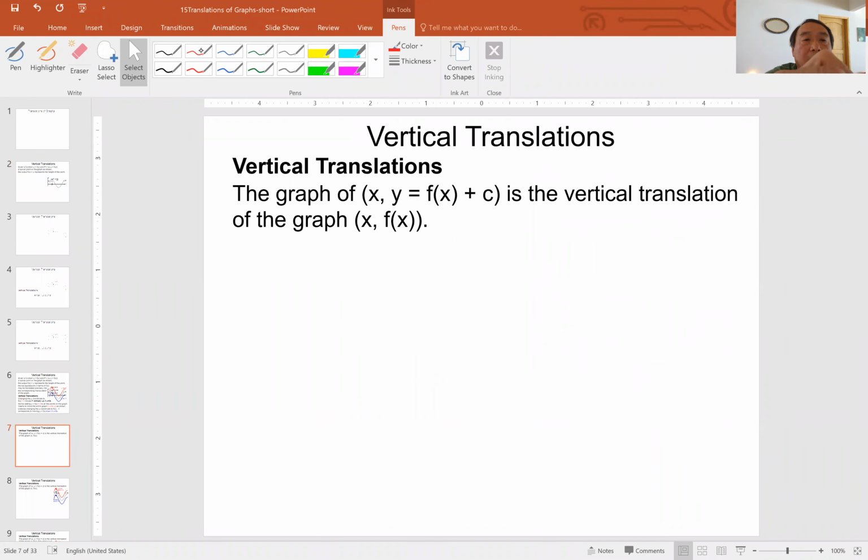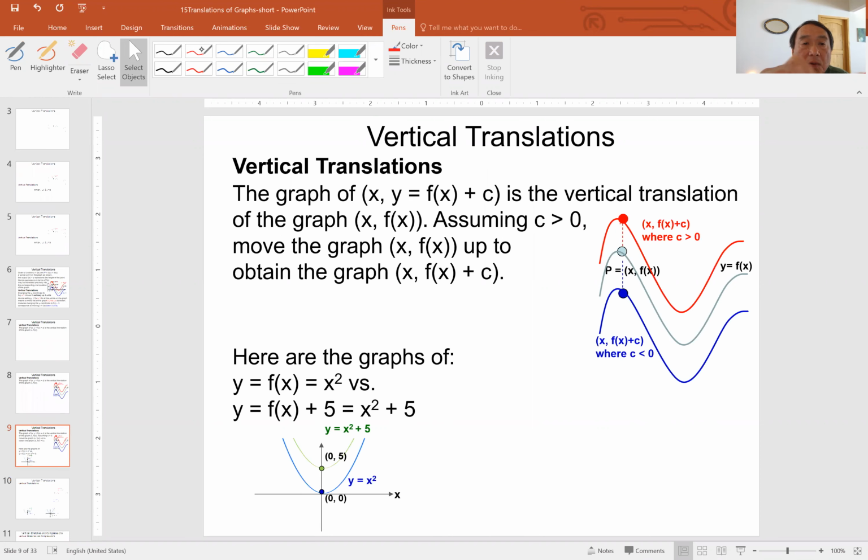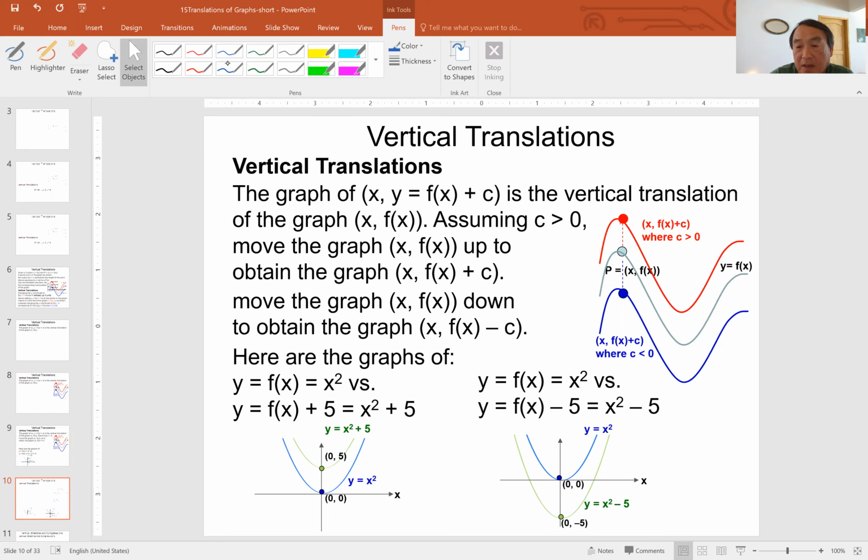So for the graph of f of x plus c, if I add a number, we raise it. If I subtract a number, we lower it. Here is x squared raised by 5. Here's x squared lowered by 5 by subtracting 5.